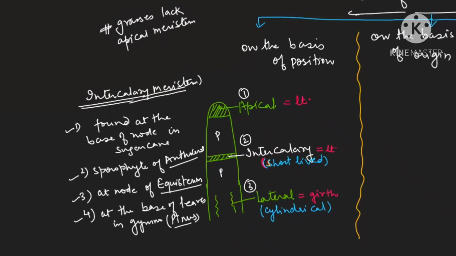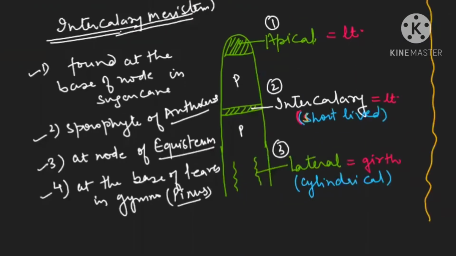Is it clear? Now, lateral meristem is cylindrical meristem. Examples of lateral meristem are your cork cambium and your vascular cambium. Let me write it. Examples of lateral meristems are your vascular cambium and cork cambium. So I think this is clear, how we are classifying the meristematic tissue depending upon the position.